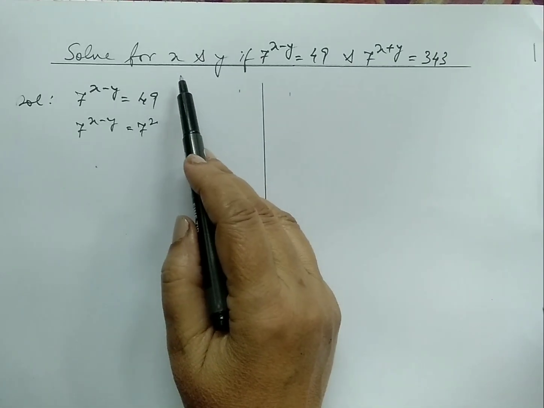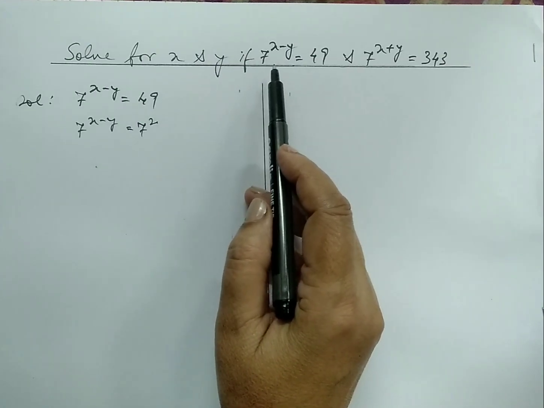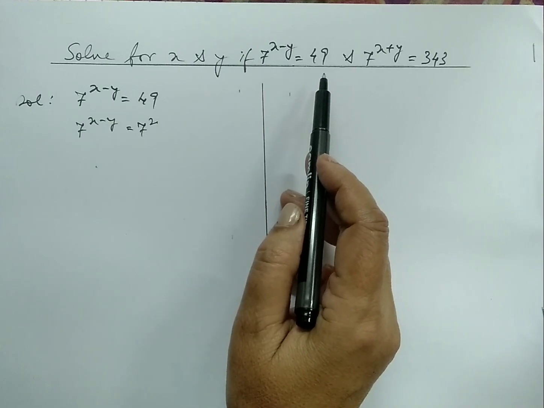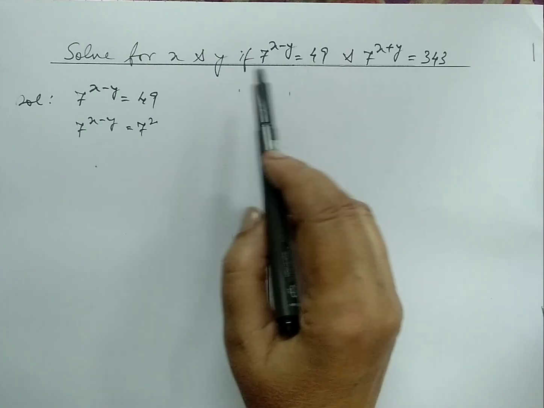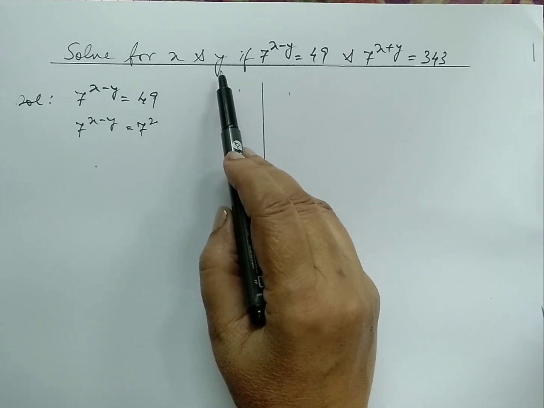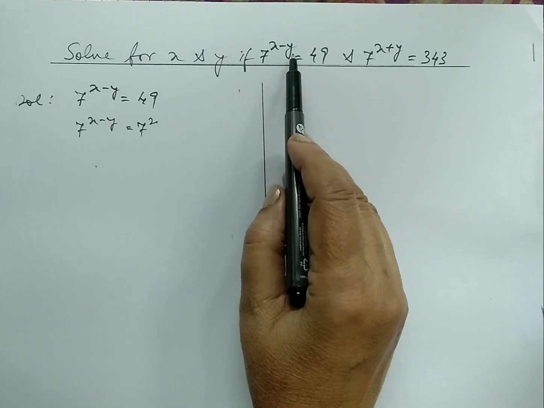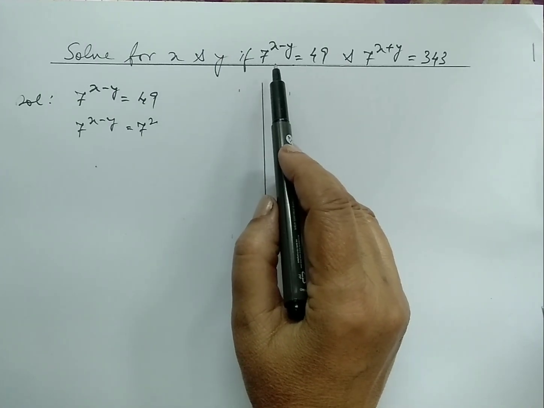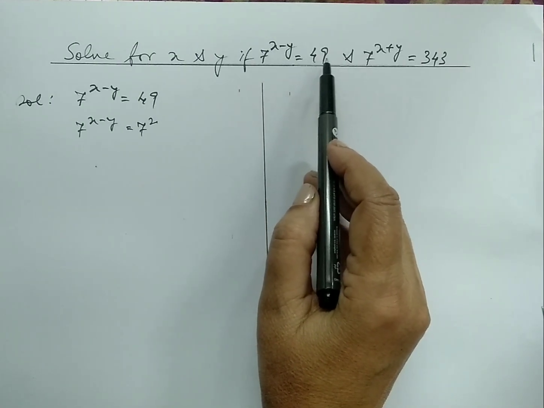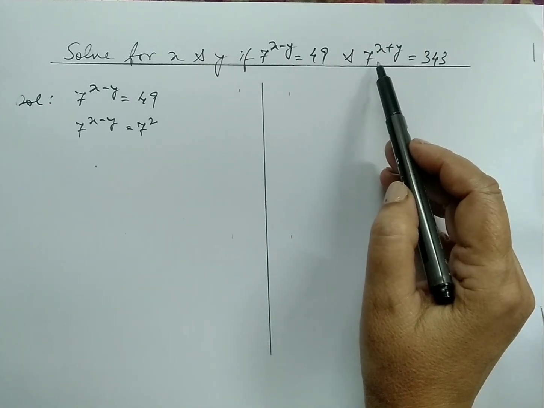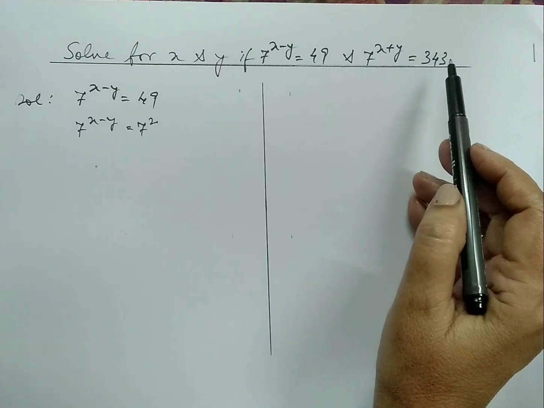So today we have to find out the values of x and y, provided they have given certain prerequisites, and we have to use them to reach the values of x and y. These are the two variables sticking to the powers of 7 here. Correct? So 7 to the power x minus y is equal to 49, and here 7 to the power x plus y equals 343.